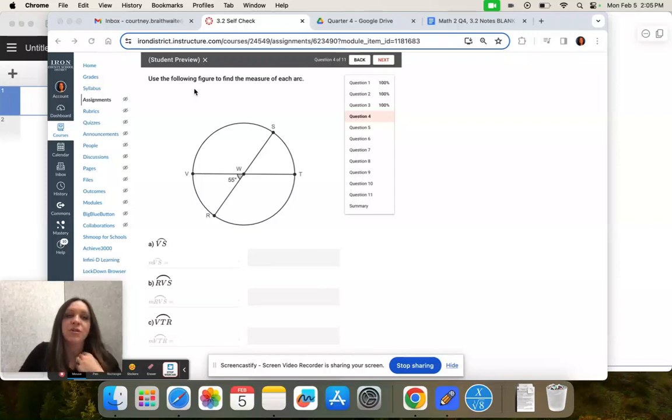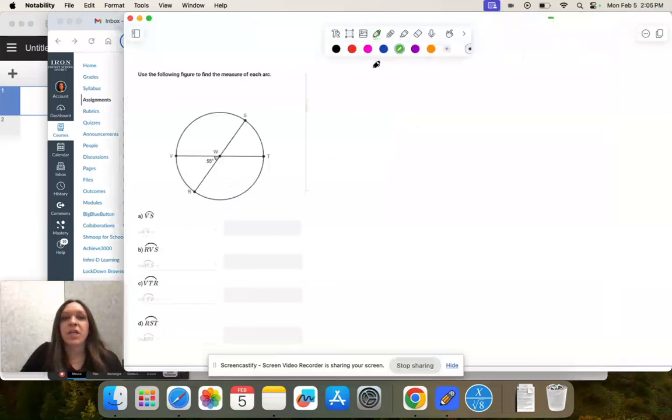Okay, question four. Use the following figure to find the measure of each arc. So we're given 55. So that's 55. These are vertical angles. So that's 55. That's 55. And I'm just going to fill in the whole thing while we're at it.